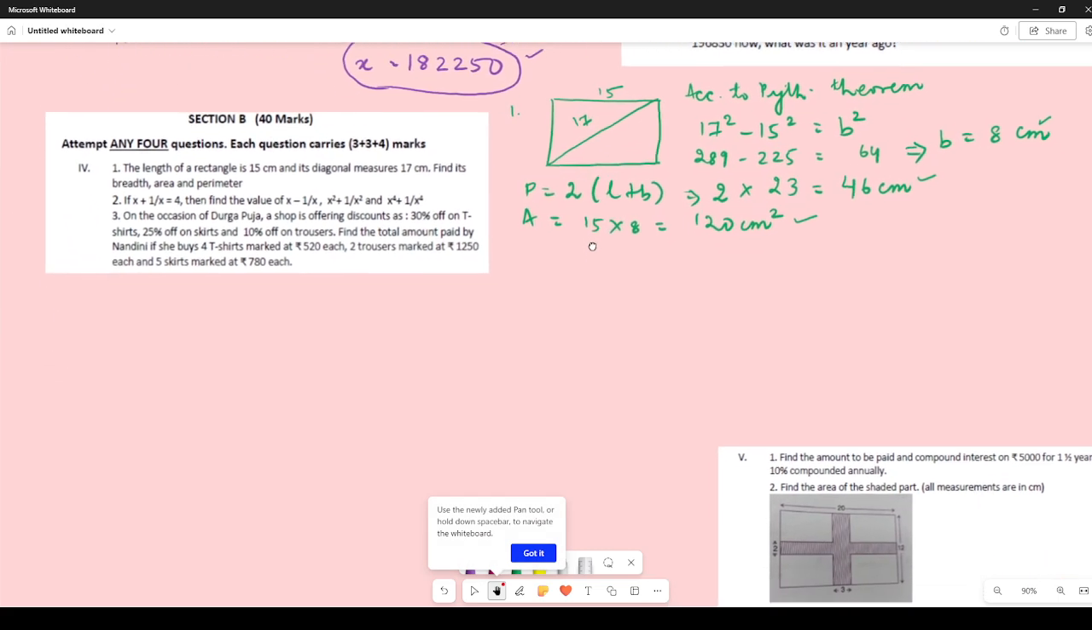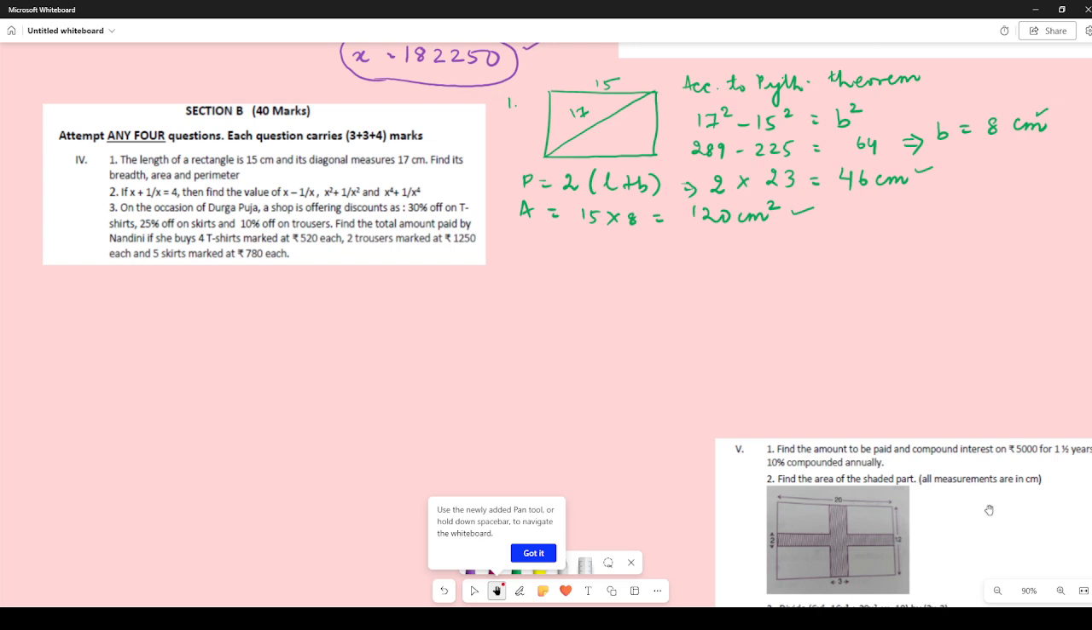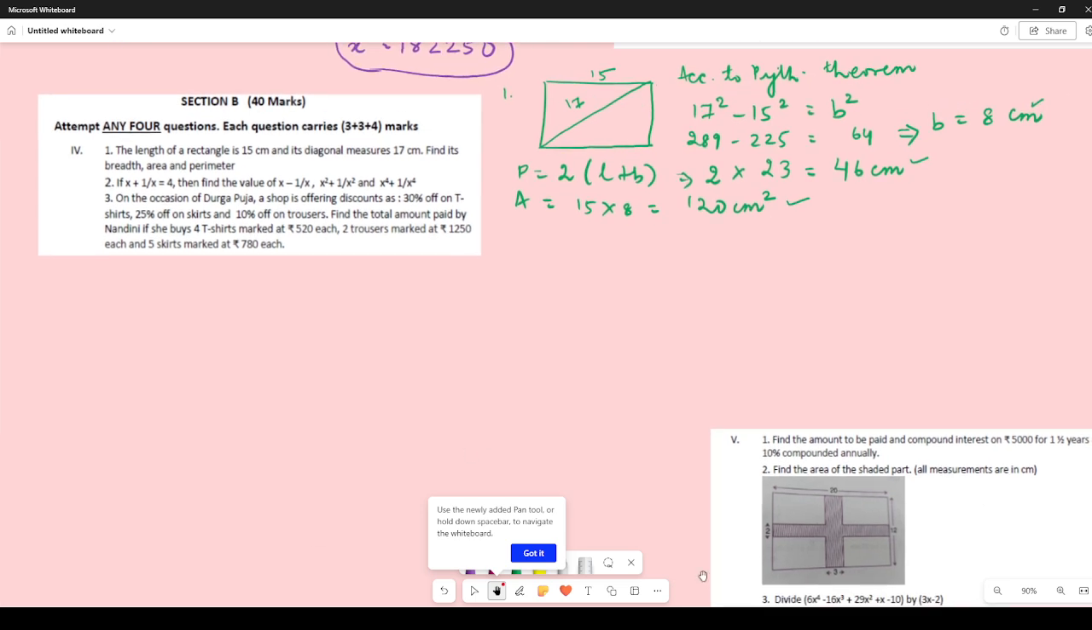So the next question says, let me push this down a little bit. The next question is, question number 2: if x plus 1 by x is equal to 4, then find the value of x minus 1 by x, x square plus 1 by x square, and x to the power 4 plus 1 by x to the power 4. Now what we need to do is just square both the sides. So what do we get over here? X square plus 1 by x square plus 2 is equal to 16.